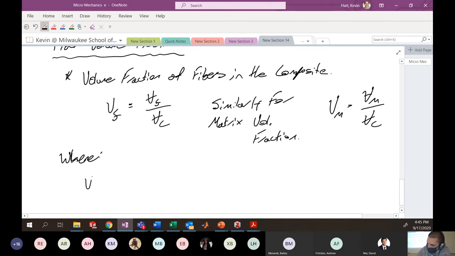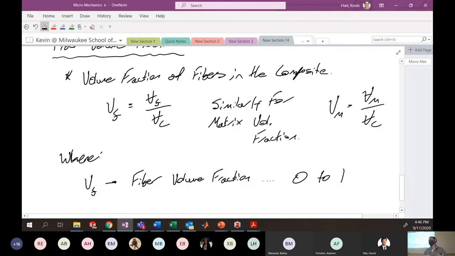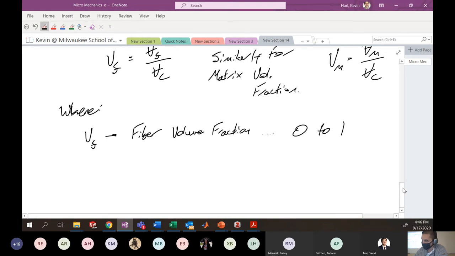Where, and we'll define each one of these things, V_F is fiber volume fraction. And this is going to be on a scale of 0 to 1, right? 0 meaning I don't have any fibers in my composite. 1 meaning it is entirely fibrous. Capital V_F is the total volume of fibers in the composite.